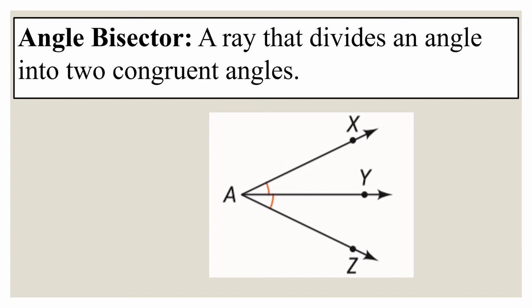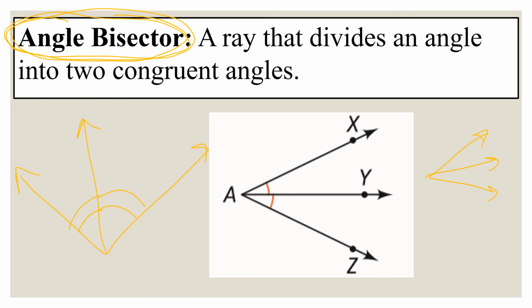An angle bisector is a ray that divides an angle into two congruent angles. So you might see it like this, or you might see two arc lines instead, like this. That means that they are congruent, okay? And it has to say in the directions that your angle is being bisected. You just can't have any old thing like this and say that these are congruent if you do not have any information that they are congruent, okay?